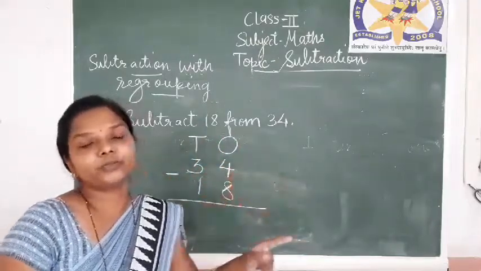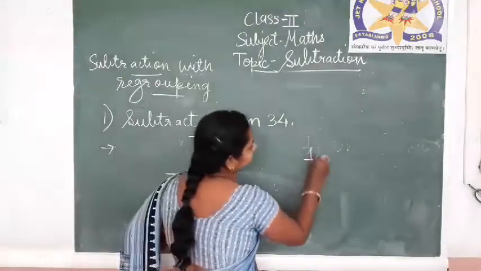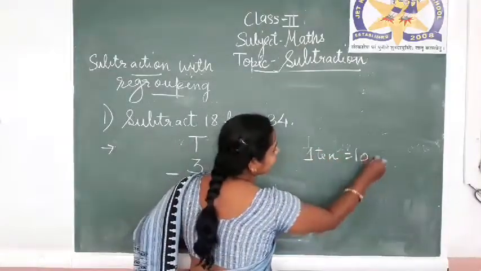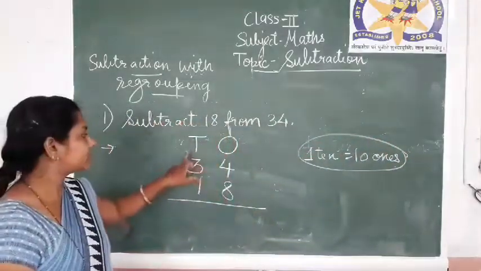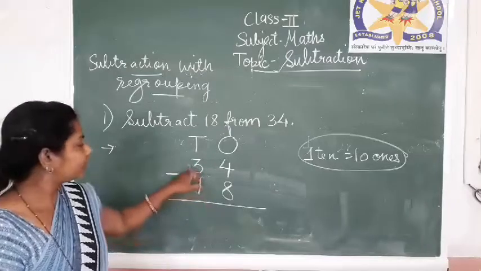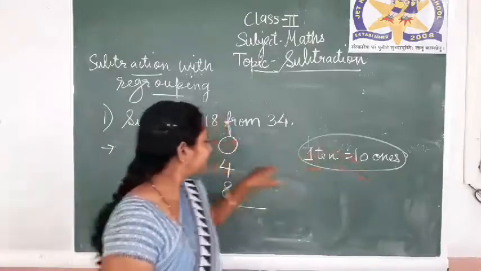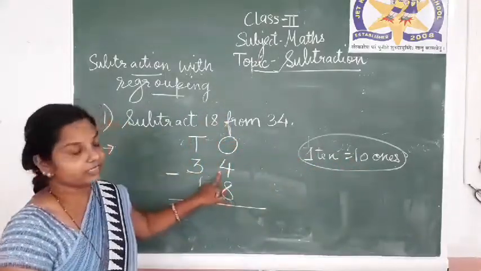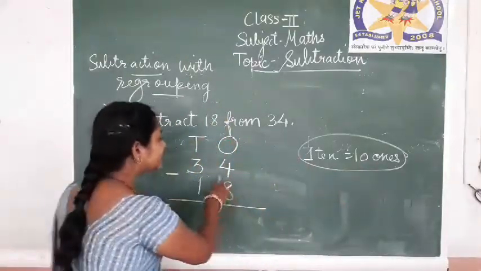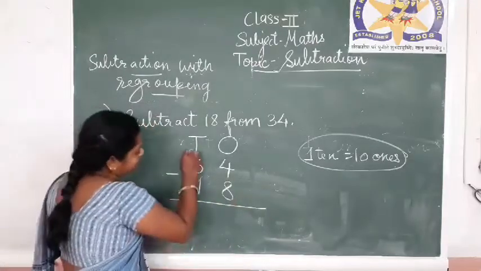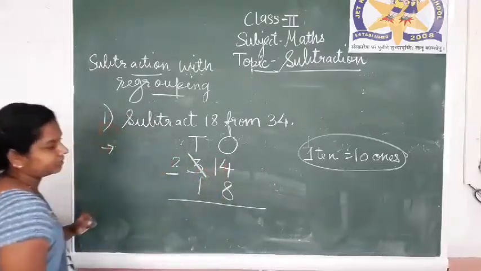Again, the concept of regrouping from tens to ones: remember, 1 ten always has the value of 10 ones. 1 ten means 10 ones. If we are borrowing from tens, from 3 tens I am borrowing 1 ten. That means I am borrowing 10 ones. That 10 ones I am giving to 4 ones. 10 ones plus 4 ones means it is 14 ones. It becomes 14. So let us borrow from 3. Here it becomes 2 and here it becomes 14.